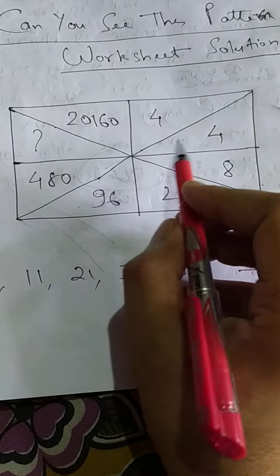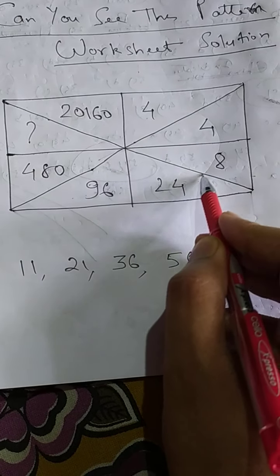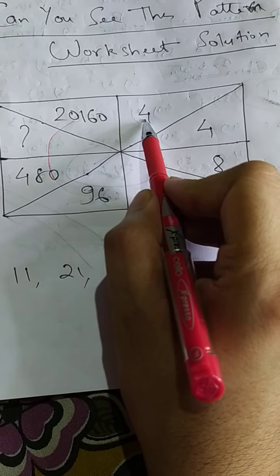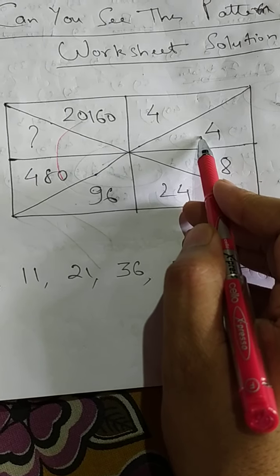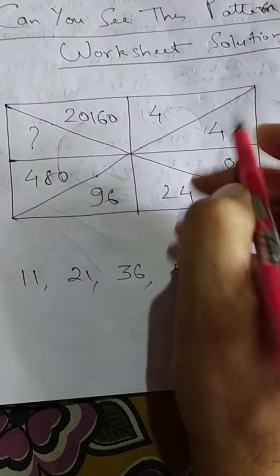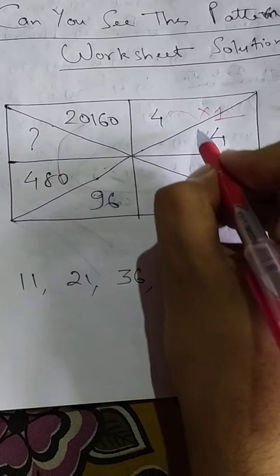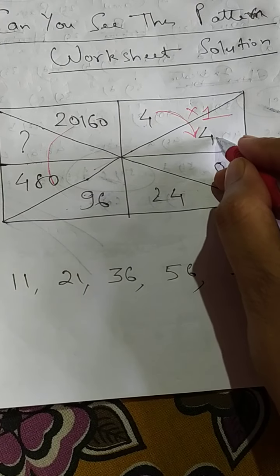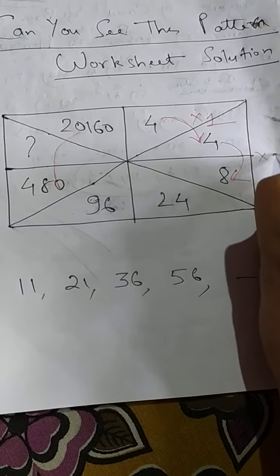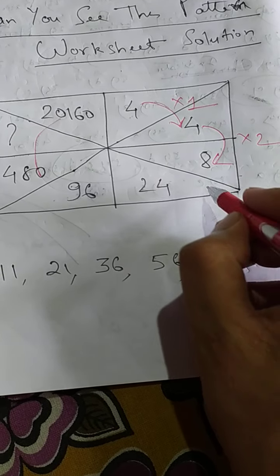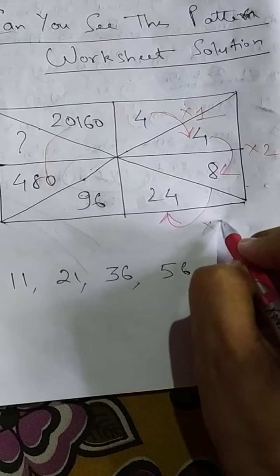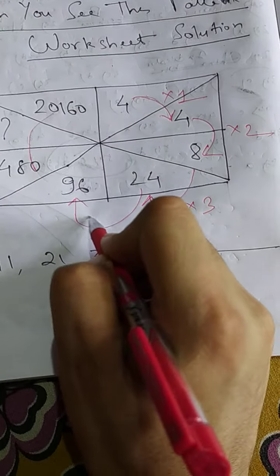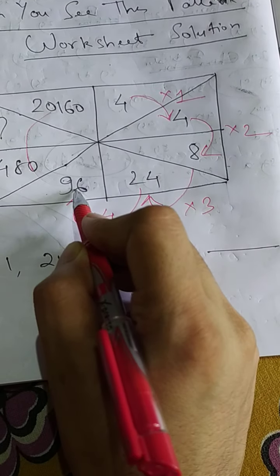Now if you look at these numbers carefully clockwise, that means from here, we are seeing clockwise. So 4 and then again 4. How is it coming? 4 into 1 is 4. From this 4, if you multiply 1, we are getting this one. Next, from here 4 into 2, we are getting 8. Then 8 into 3, we are getting 24. Then 24 into 4, we are getting 96.